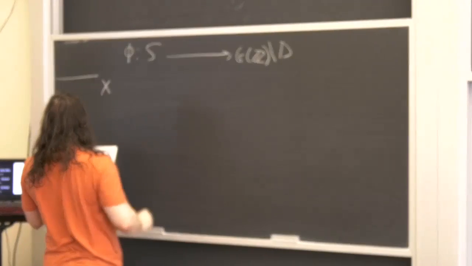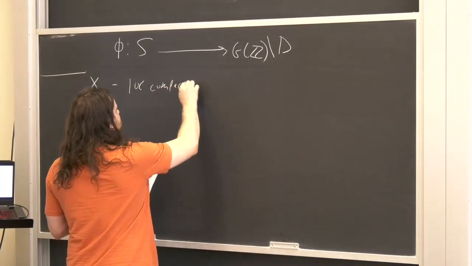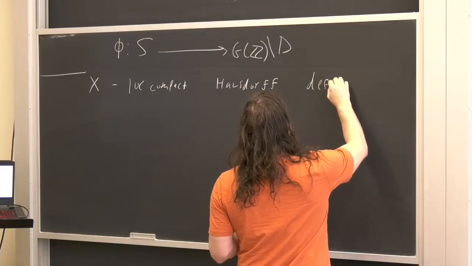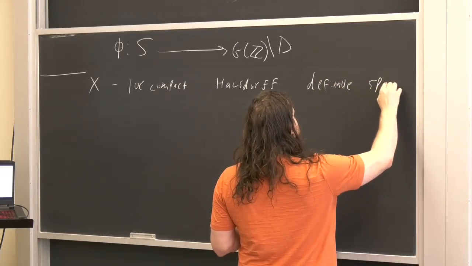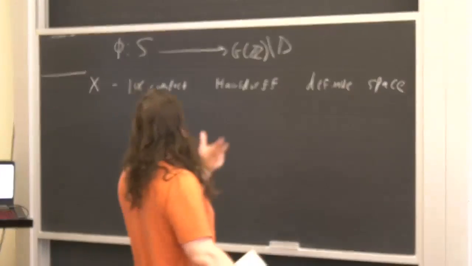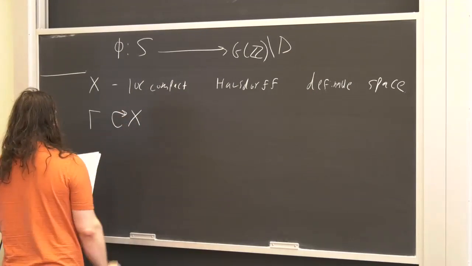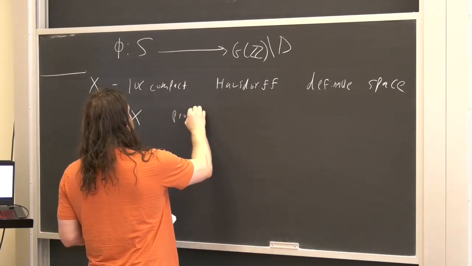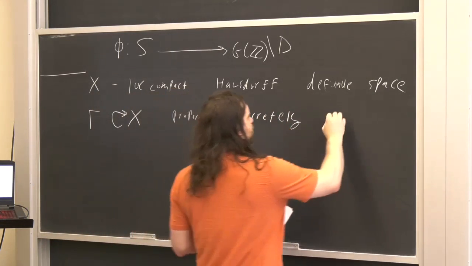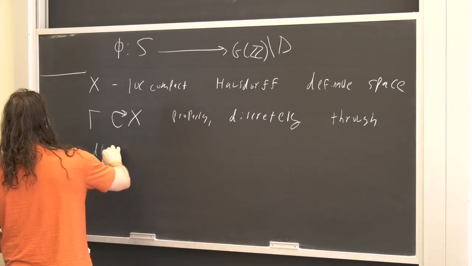Okay, but let's first abstract from this and go to the following general situation. So let X be a locally compact Hausdorff definable space. So it's some topological space with a definable structure for some o-minimal structure. It doesn't matter which one. And let's say we have gamma acting on X properly and discretely through definable automorphisms.